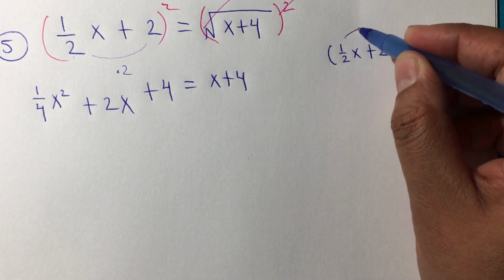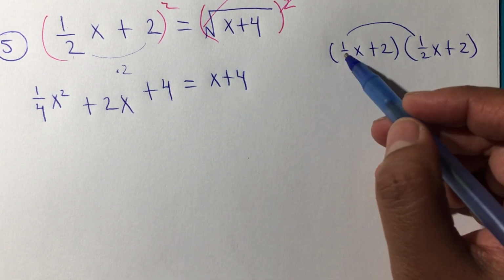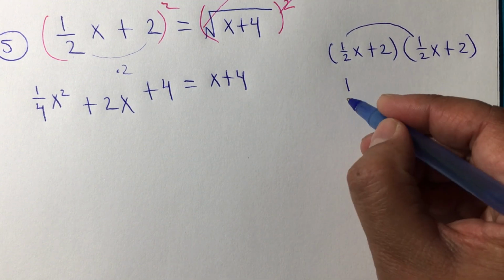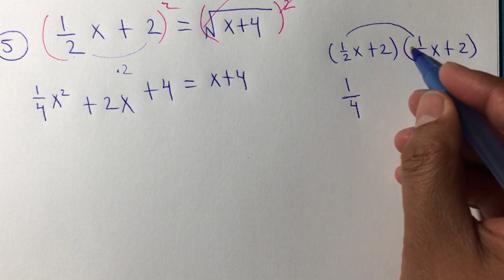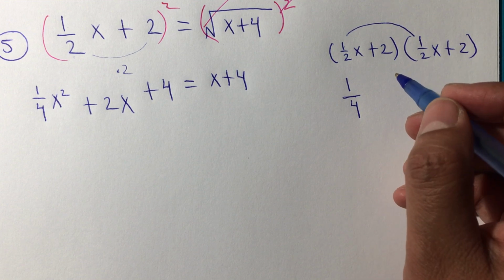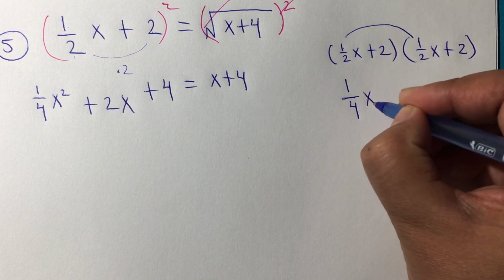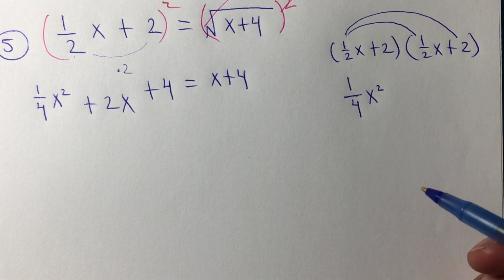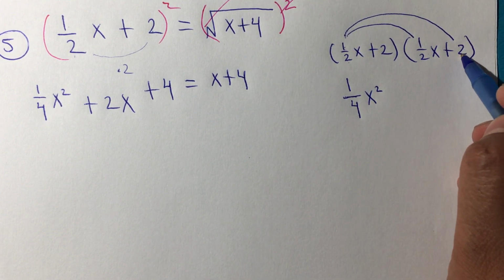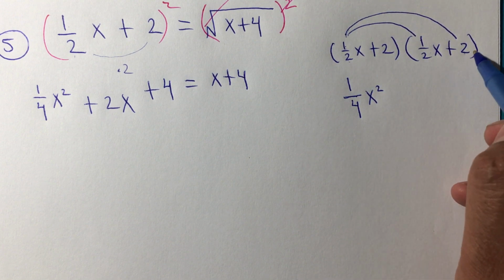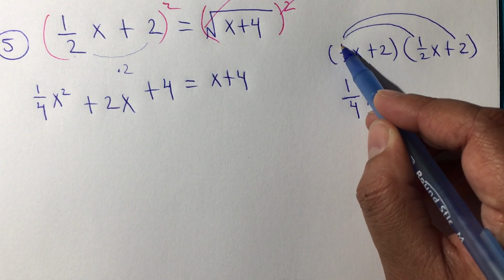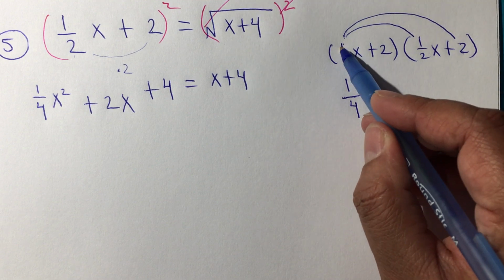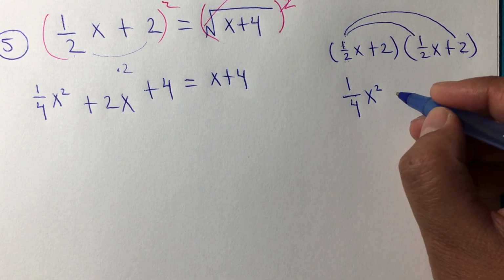Now let's do it with the FOIL, or this double distributive property. 1/2 times 1/2 is just 1 times 1 is 1. 2 times 2 is 4. Remember that in multiplication we just multiply straight across for the fractions. And x times x is x squared. For the next one, the two terms outside are 1/2 times 2. Remember that when we have a fraction and a whole number, you just multiply the whole number times the numerator and divide. So multiply and divide. 2 times 1 is 2. 2 divided by 2 is 1x.